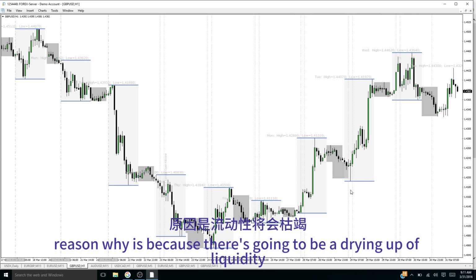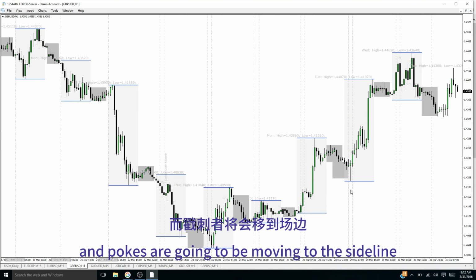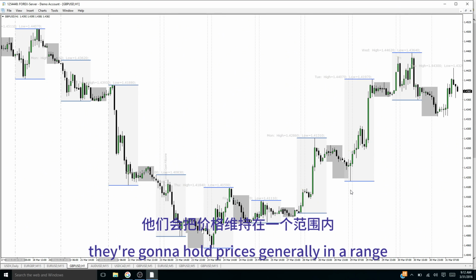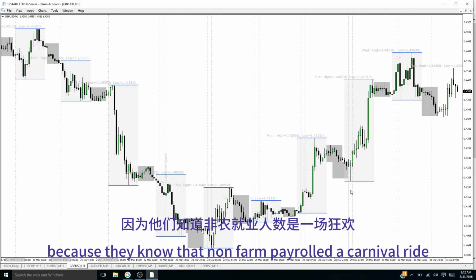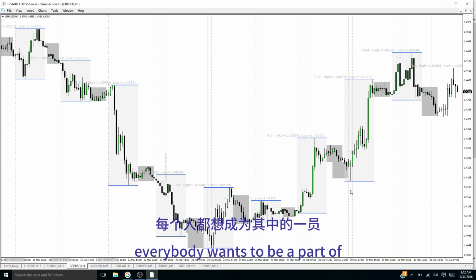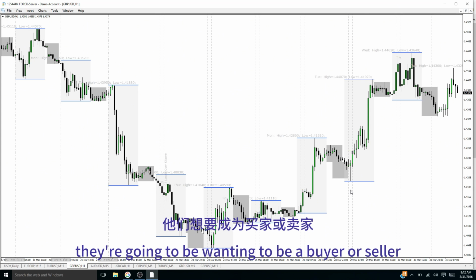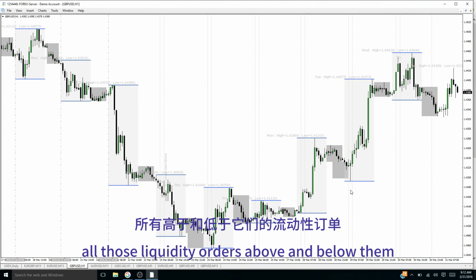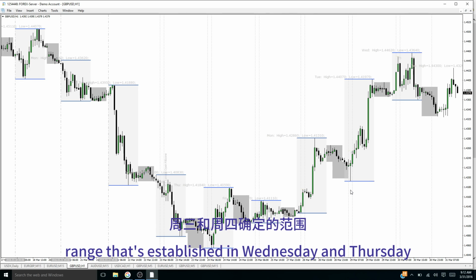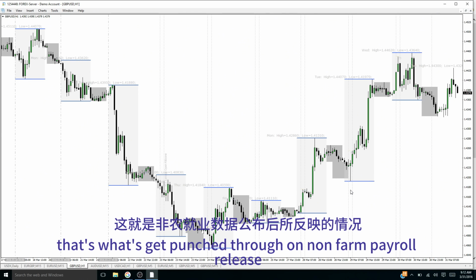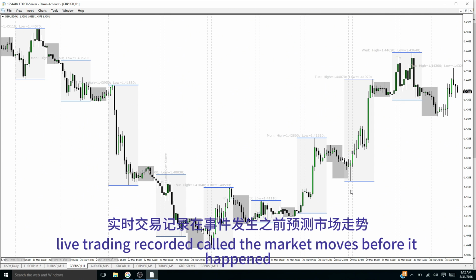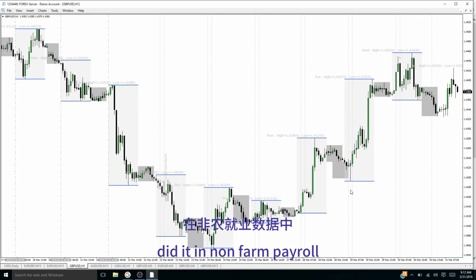The reason why is because there's going to be a drying up of liquidity and folks are going to be moving to the sidelines and institutions are going to go sideways. They're going to hold prices generally in a range because they know that non-farm payroll, that carnival ride that everybody wants to be a part of, they're going to be wanting to be a buyer or seller ahead of those numbers, thinking they know something. All those liquidity orders above and below the range that's established on Wednesday and Thursday, that's what gets punched through on the non-farm payroll release. You've seen me do it 2 months past this year, live trading, recorded it, called the market moves before it happened, did it in non-farm payroll.